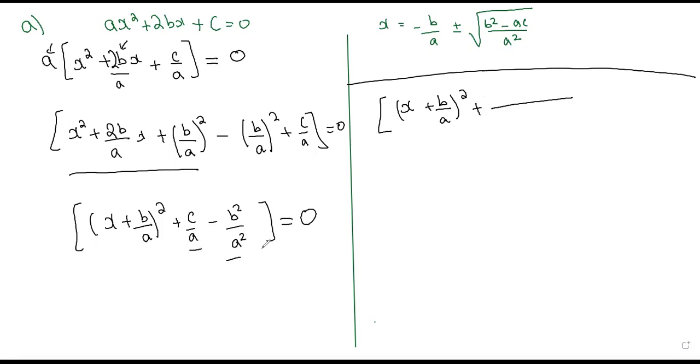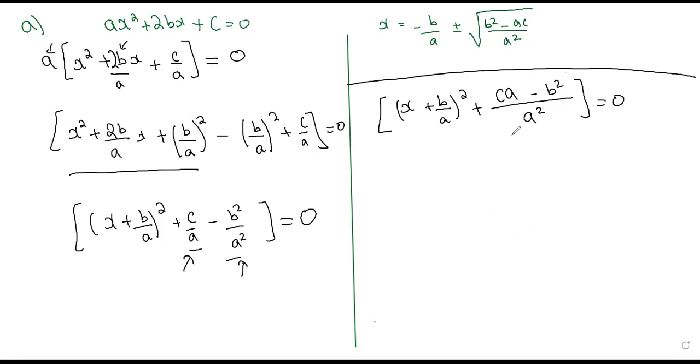The LCM of a and a squared would be what, Madiha? LCM of a and a squared. It would be a squared, right? Just like the LCM of 9 and 81, the least common multiple. Okay, so it would be a squared. So that would become ca minus b squared equals 0.